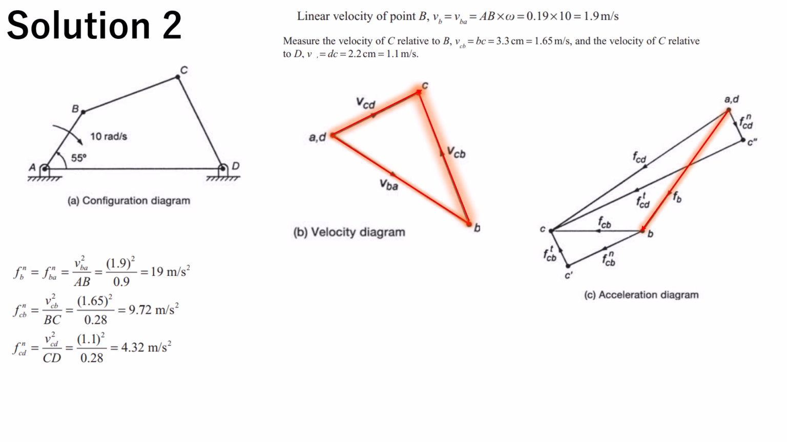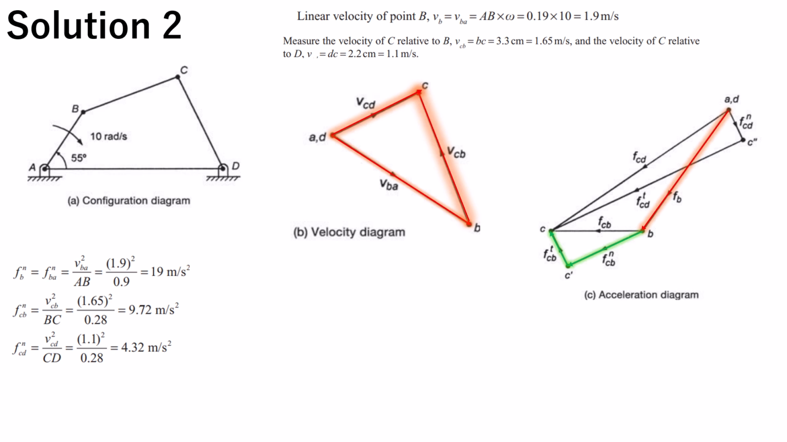Then from that point B, we now draw the vector BC prime to represent the radial acceleration of C with respect to B as shown. The direction is parallel to the link BC, and the magnitude is 9.72 meters per second squared. From the point C prime, we're going to draw the tangential acceleration of C with respect to B, whose magnitude we do not know, but whose direction we know is perpendicular to the link BC as shown.